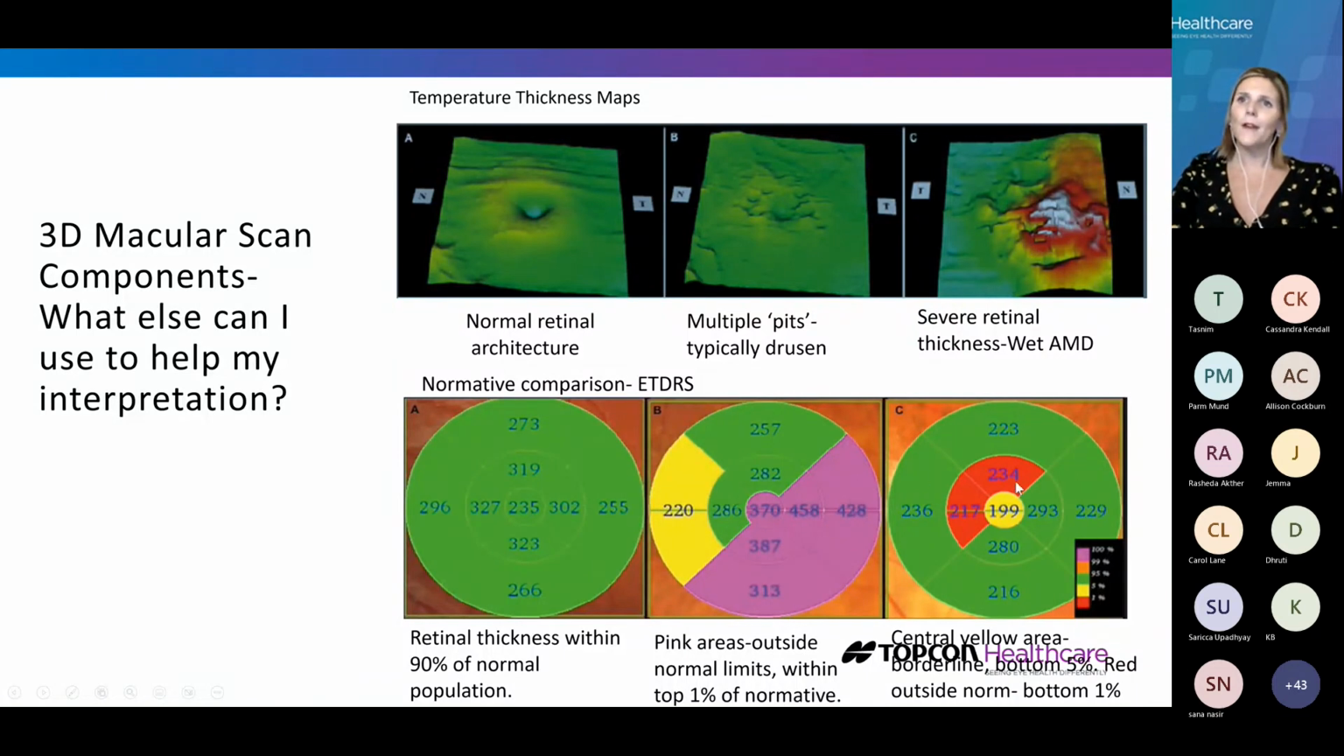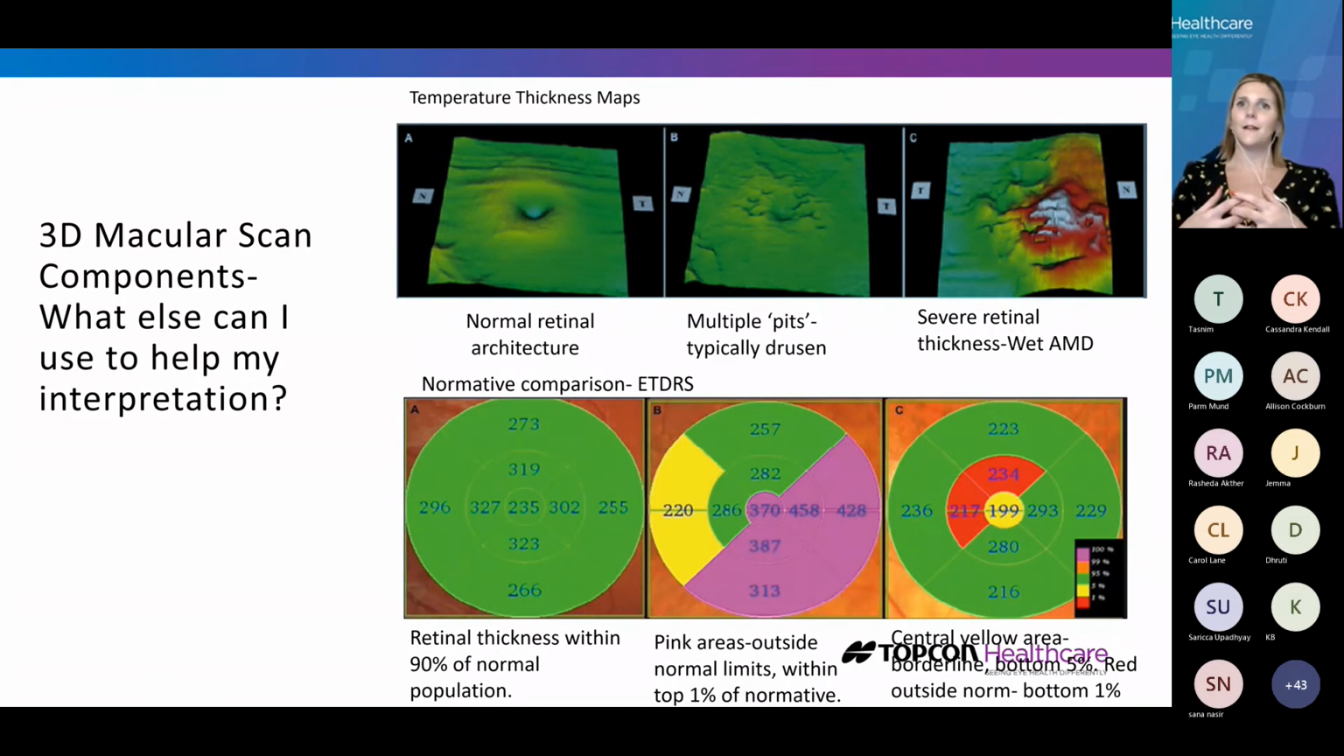This here, where we've got the reds in the kind of central sort of 3mm circle, we're saying that we're thinner than normal in that section. That's typically probably relating to a patient who's thinned, or maybe they've got a myopic eye, so therefore they're stretched anyway, so they may come out thinner than normal.